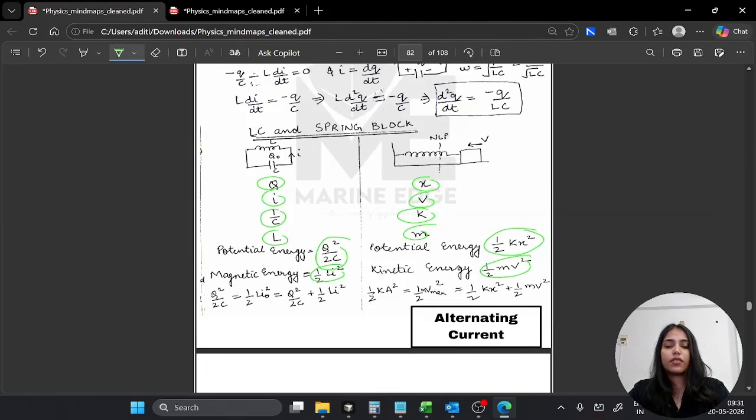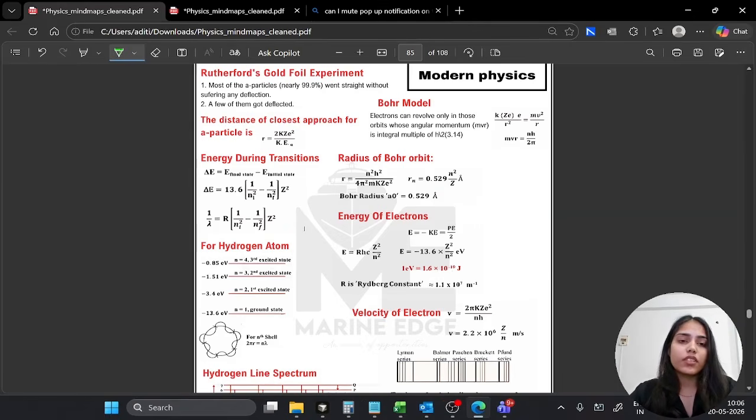All right, let's get started with modern physics now. According to Rutherford's gold foil experiment, most of the particles, nearly 99%, went straight through the foil, and only a few of them got deflected. So that showed that the positive charge is concentrated at the center, and the rest of the atom is hollow, and electrons revolve around it. Now, the distance of closest approach for a particle is r equals k z e square, where z is the atomic number of the particle.